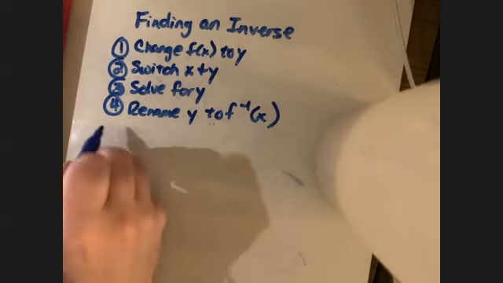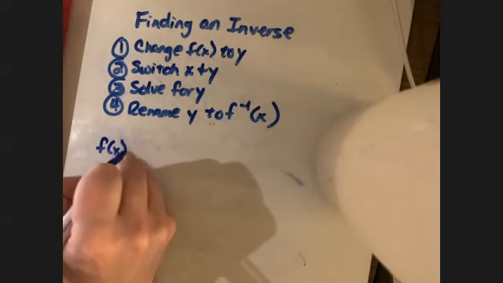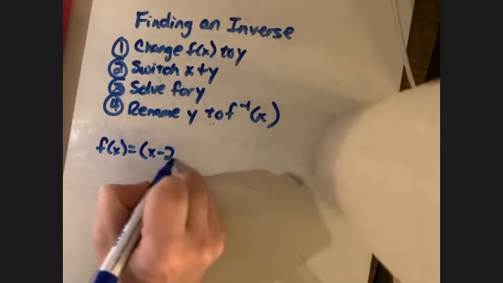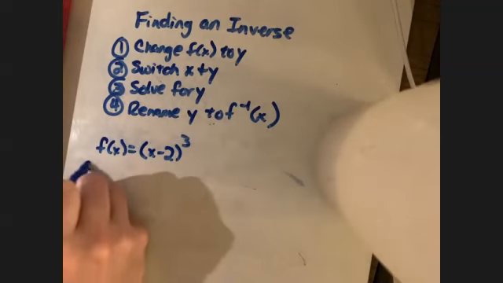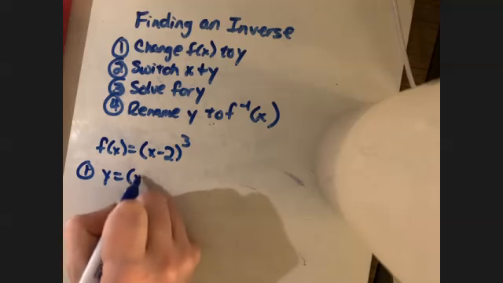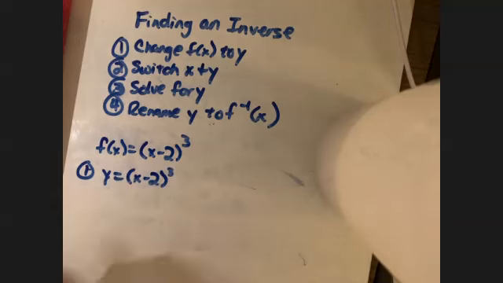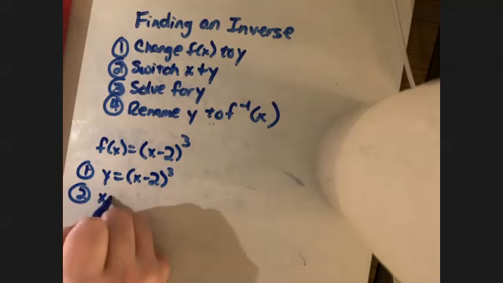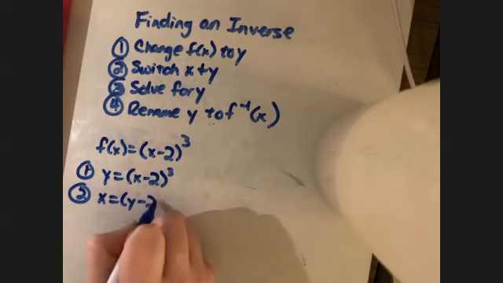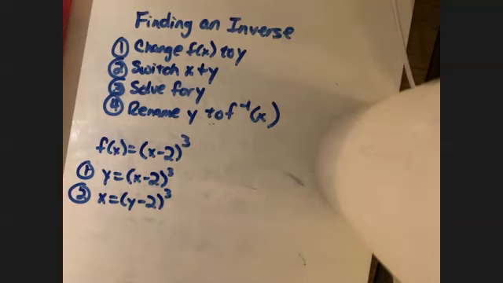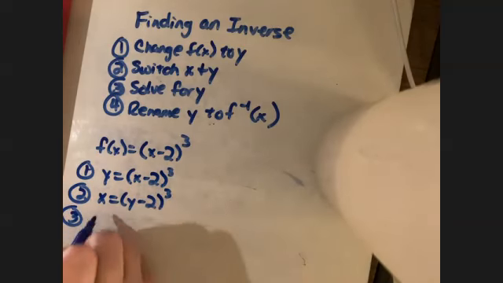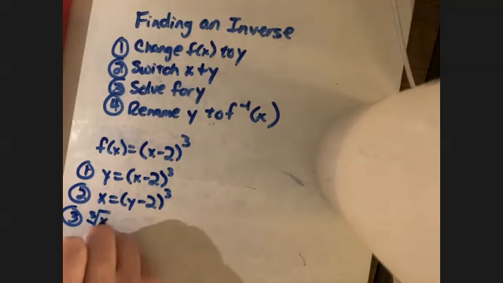Okay, so let's take a look at another one. We've got f of x equals, again, first thing is change that to a y. Second step is switch them. Now we're going to start to solve. First thing is I need the cube to come off, so that's going to be the cube root of x.